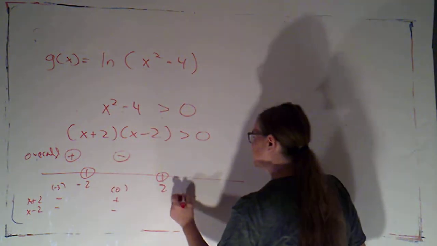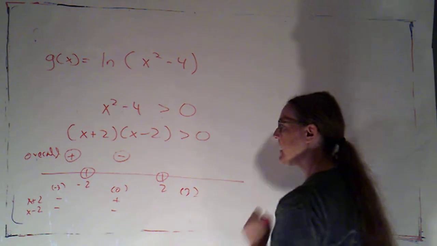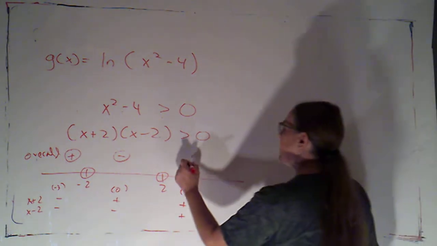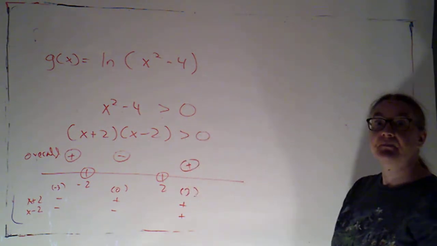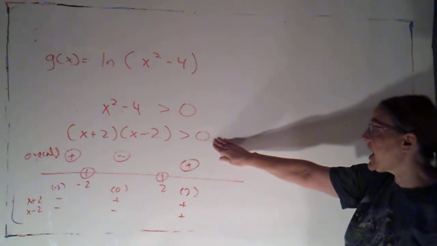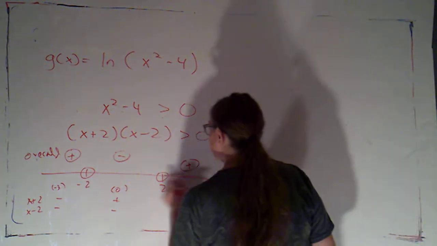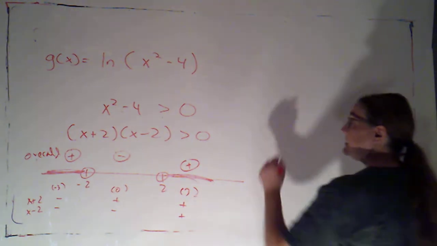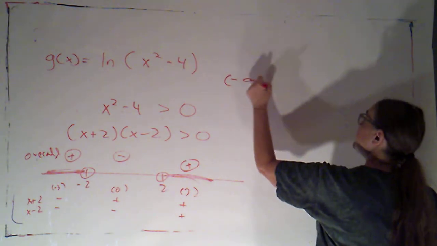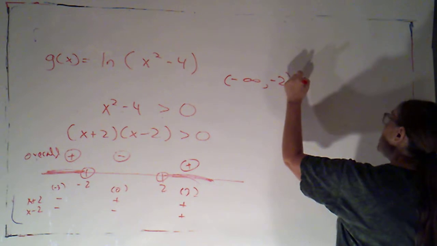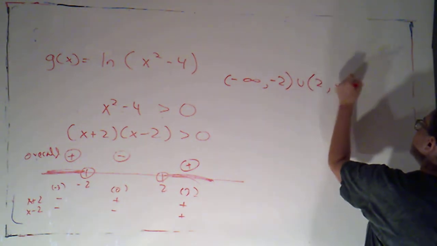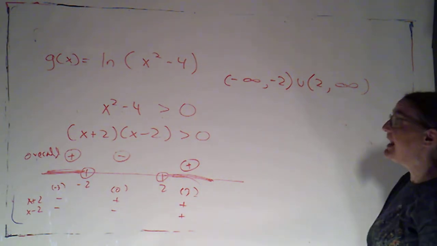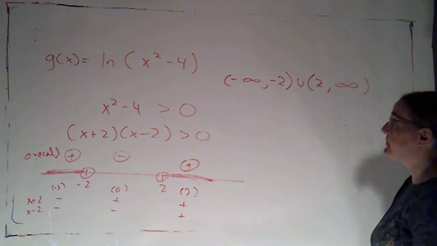And to the right of 2, I could pick 3. 3 plus 2 is positive. 3 minus 2 is positive. And 2 positives will multiply to give me a positive. I was looking for where this thing was positive, so I want this interval here and this interval here. So my domain would be everything from negative infinity to negative 2, union 2 to infinity, with parentheses around both the negative 2 and the positive 2. Okay.